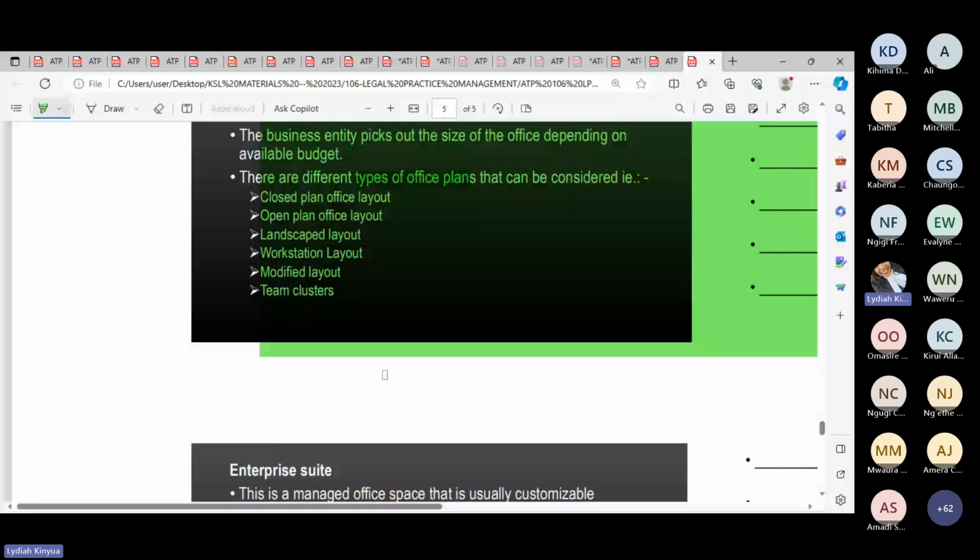It could be a workstation layout. A workstation layout is half partitioned. It is half partitioned because if you stand up, we will see you.